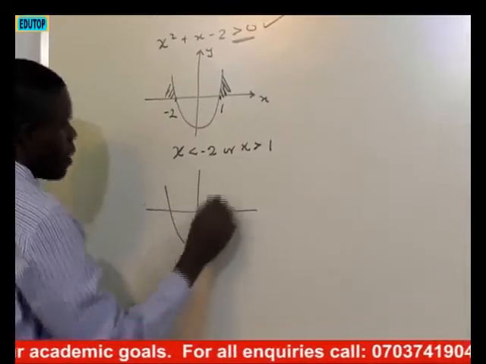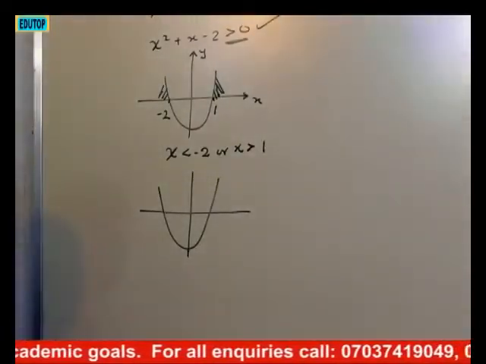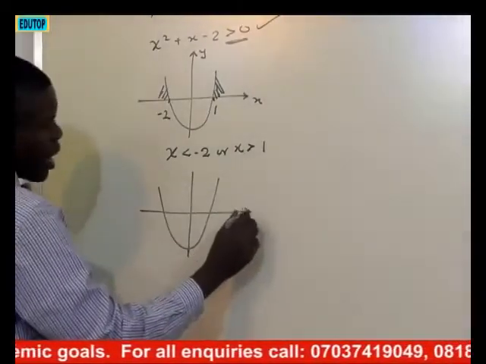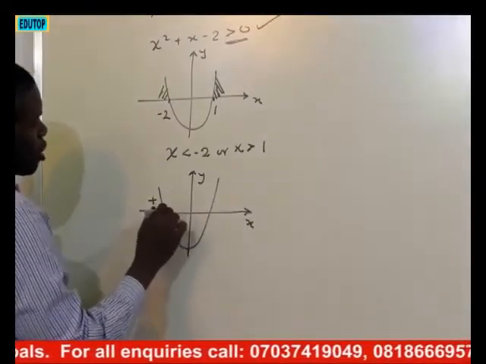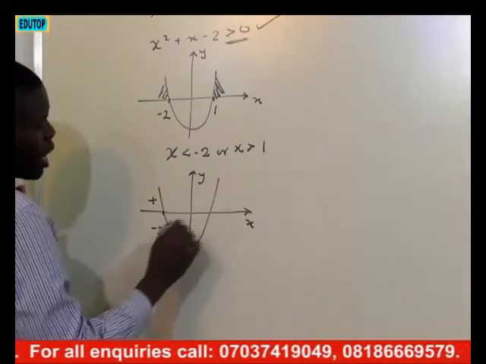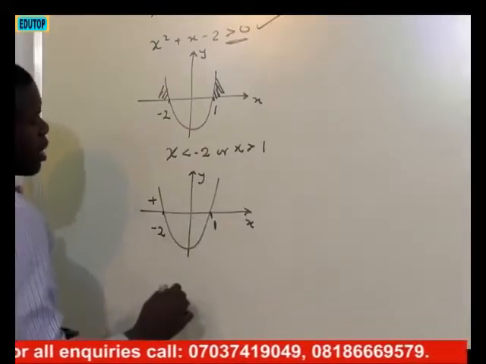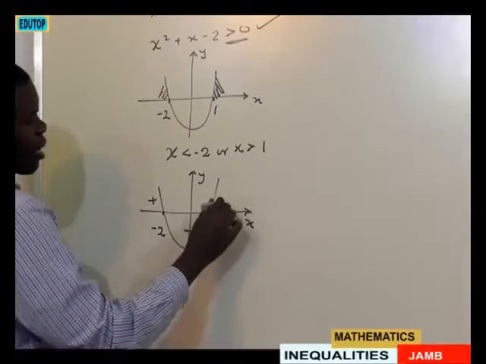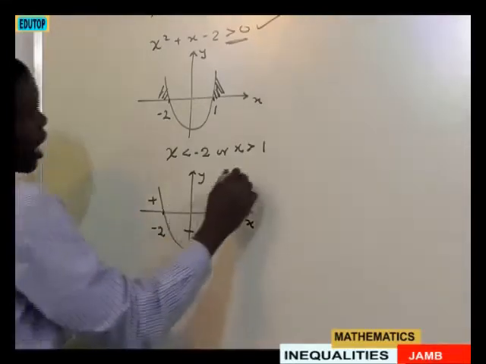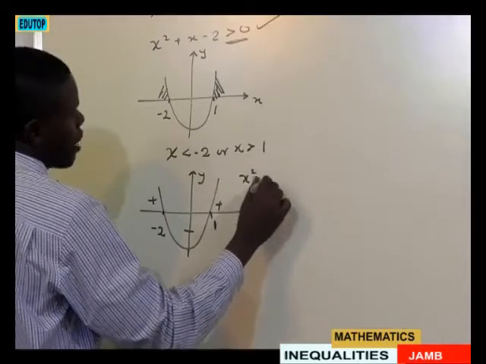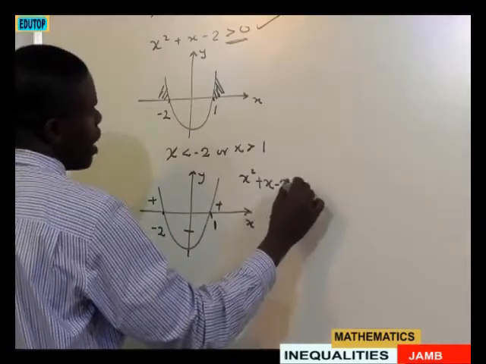graph. We have the same quadratic graph where this is our x and this is our y. This is a positive region. You have your minus 2 here. You have your 1 here. This is a negative region and this is our positive region. Now, if you look at this second one, which is x squared plus x minus 2 less than 0.